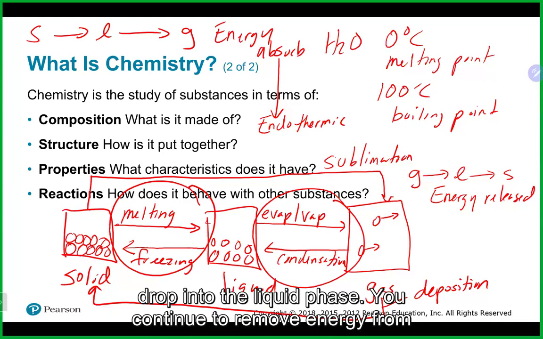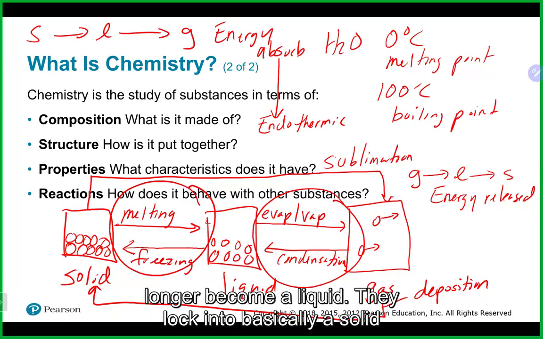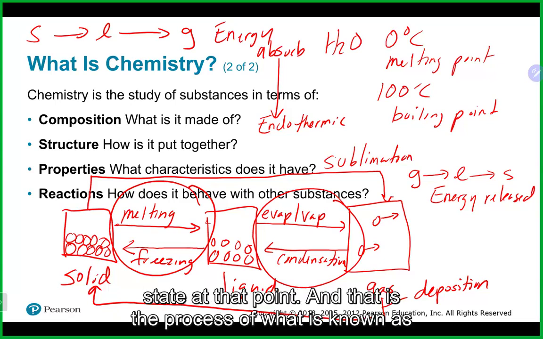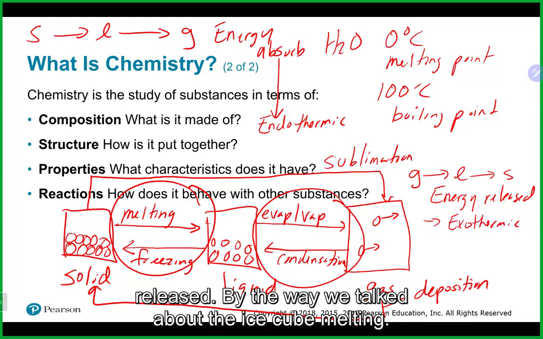You continue to remove energy from it. They then have no energy to move past each other. They no longer remain a liquid. They lock into basically a solid state at that point. And that is the process of what is known as an exothermic process. So exothermic is anytime energy is released.